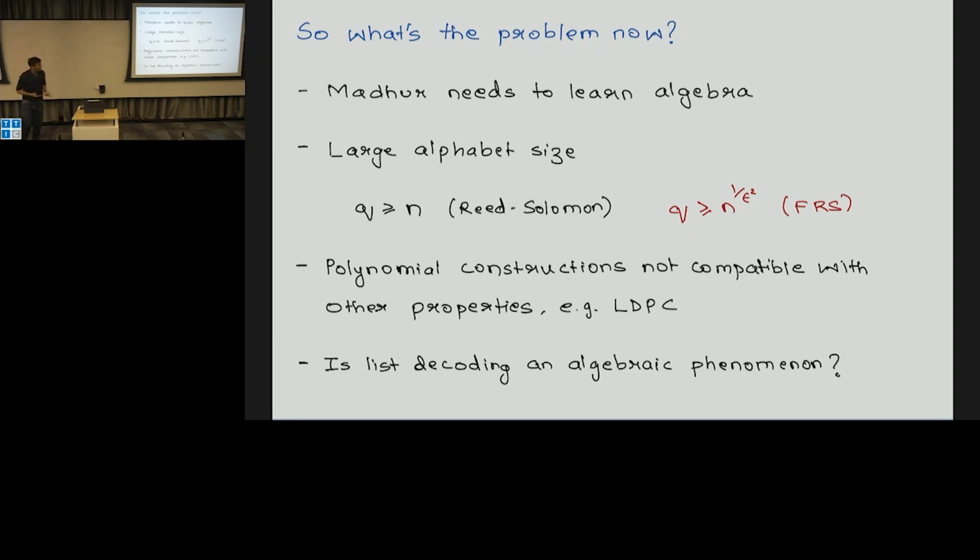And for me personally, a bit more of a philosophical question: okay, we saw that 1 minus root r is always doable for any code. And it seems like anytime we want to go beyond that, we have to use this algebraic machinery. So is it really the case that list decoding is something of an algebraic phenomenon, or is there something more general going on which one can do without some of these specific algebraic arguments? So this is a question I want to talk about. Any questions?